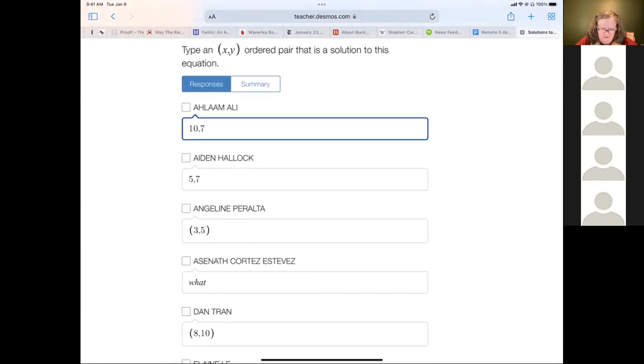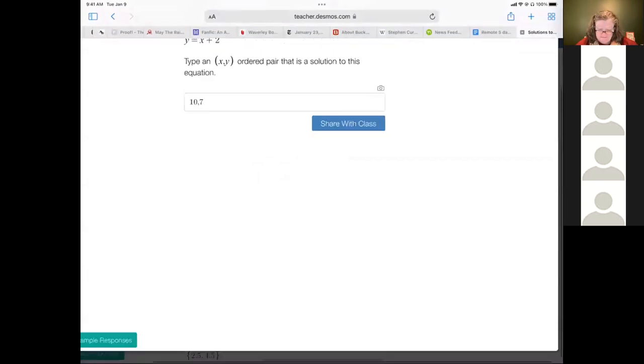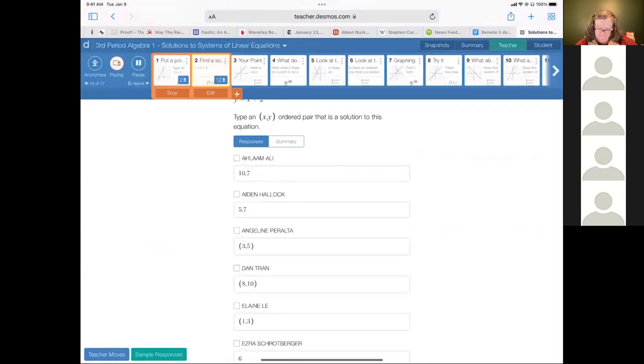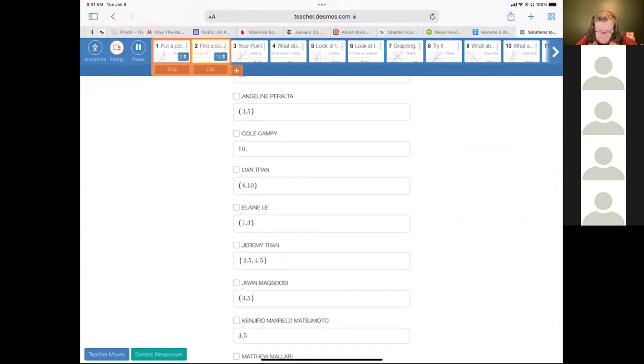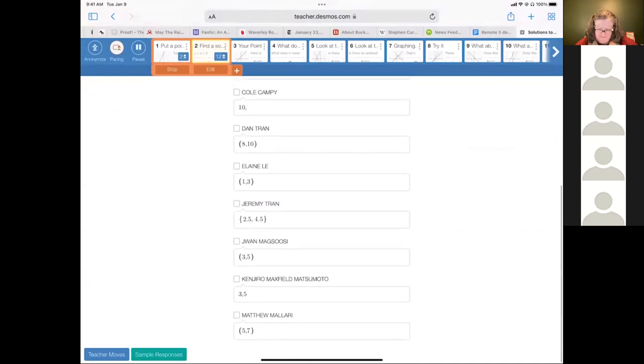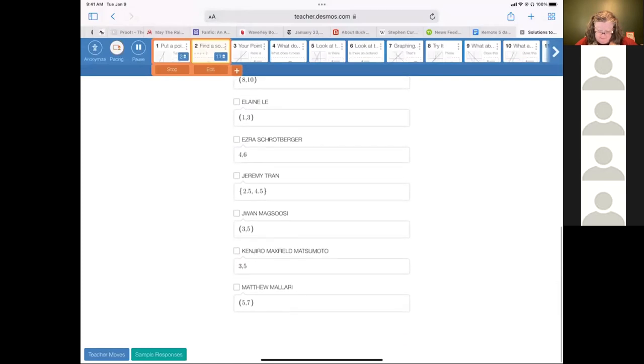Aklam, you've got 10, 7. Is 10 plus 2 equal to 7? And are you able to change it? She's telling me in the chat, nope, I made a mistake. Angeline, 3 for her x says 3 plus 2 is 5, so 3, 5 works. Dan's 8 and 10 works, 8 plus 2 is 10. Elaine's works. Ooh, Jeremy got a little bit clever there by using decimals, but they also work. Jawan, Kenji have the same and they work.